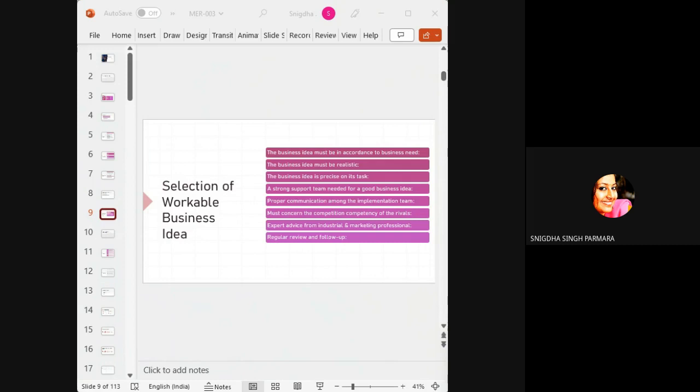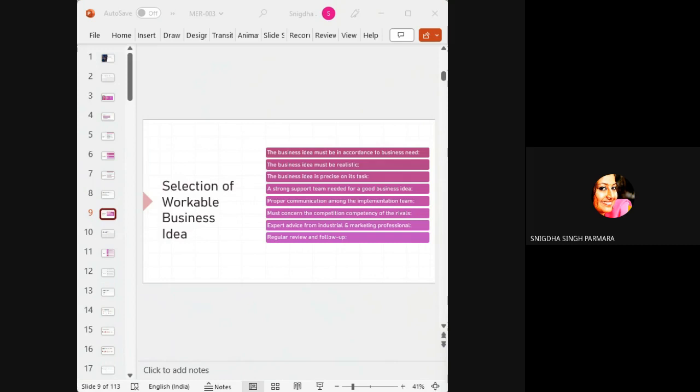For instance, business idea must be in accordance to the business need. Your idea should be in line with the business need, something that you already need, something that ensures that your effort will not become worthless, something that can satisfy the need of the business, something that is not only feasible but also viable.